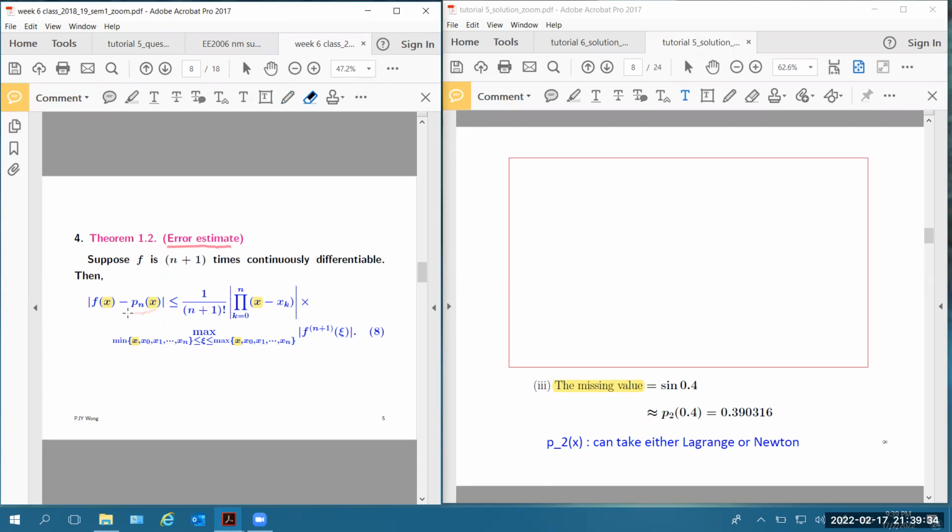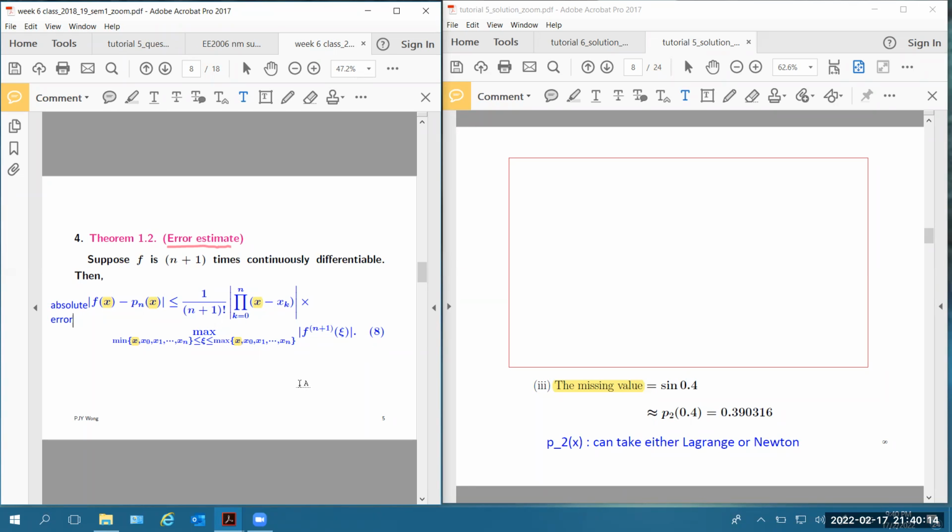Now let's look at this. Suppose your f is n plus 1 times continuously differentiable. Then your f(x) minus Pn(x), this is like the absolute error, don't you think so? So the absolute value is less than or equal to 1 over n plus 1 factorial, and then you've got this product, x minus x0 multiplied all the way until x minus xn, and then times this thing.